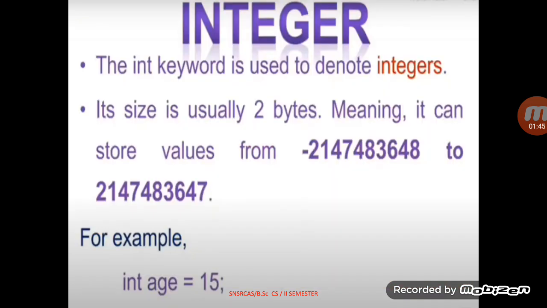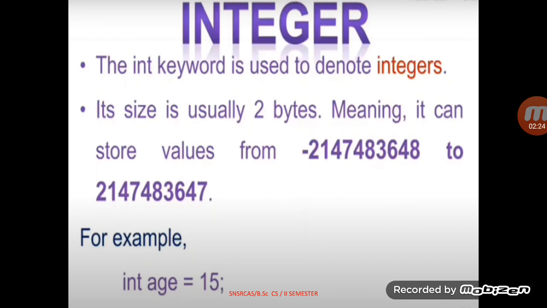First we can see integer data types. For integer data types we must use the keyword int. That is, when we are taking an integer value, that is a whole number. Integer means whole number. For example 25 is a whole number, so we can declare int x. So size of integer is 2 bytes. That is, 1 byte means 8 bits. So 2 bytes means 16 bits.